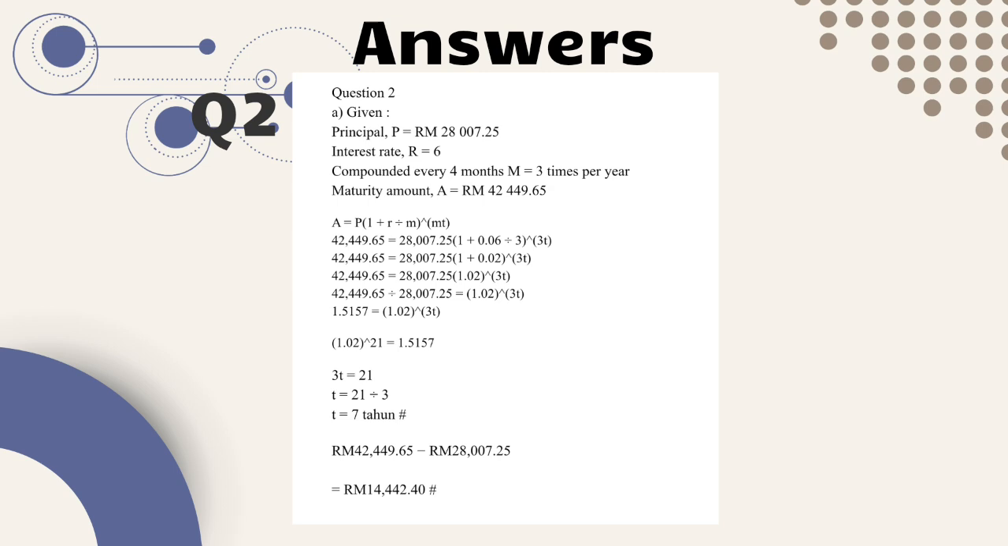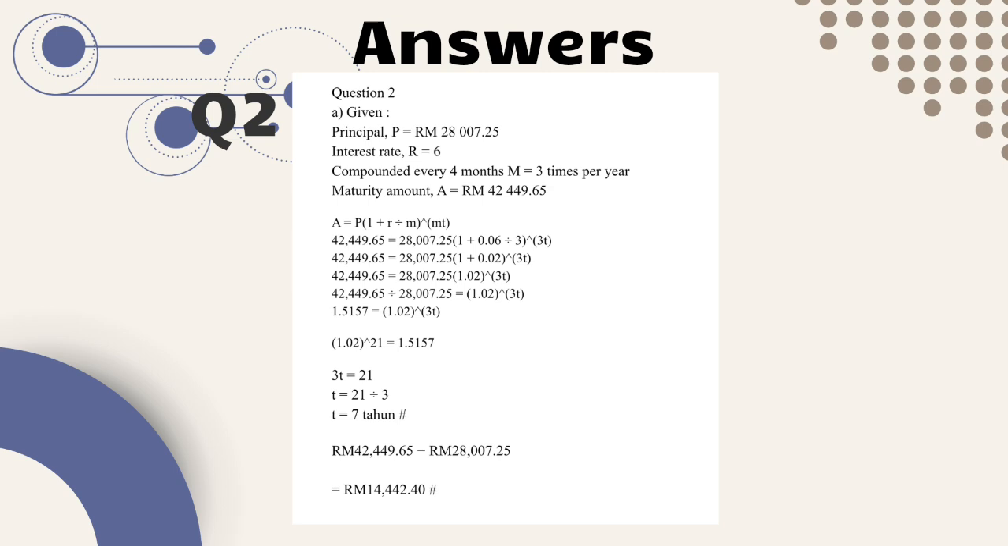So the answer to question 2 is: compounded every 4 months means m equals 3 times per year. Substitute all values into the compound interest formula. Solve the equation and obtain 3t equals 21. Therefore, t equals 7 years.